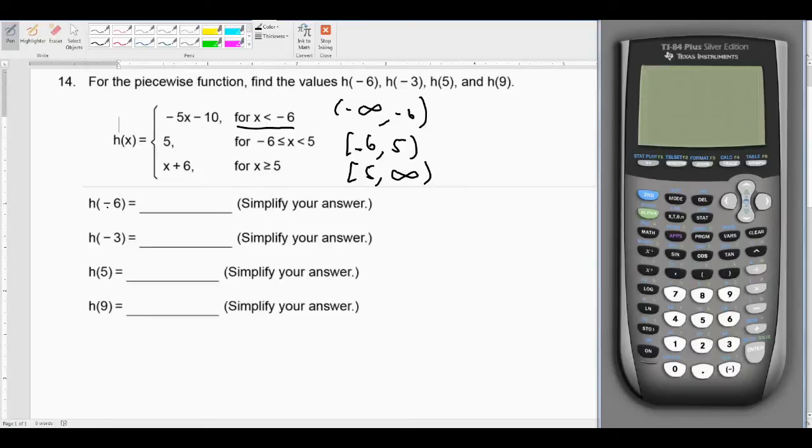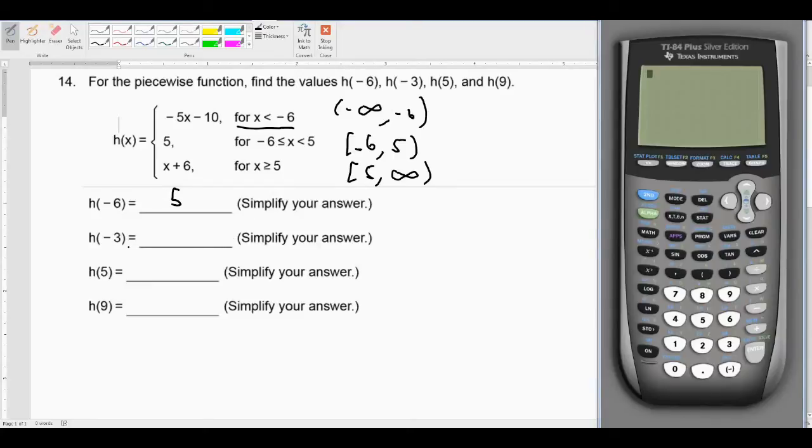When we're asked to find h of negative 6, we're looking for the domain restriction, or in this case the interval, where negative 6 exists, and it exists in this region, or for this piece. So what we have is a constant y value of 5. What that's saying is that for any real number between negative 6, which includes negative 6, and 5, but not including 5, the y value is always 5. So in that case, h of negative 6 is just 5.